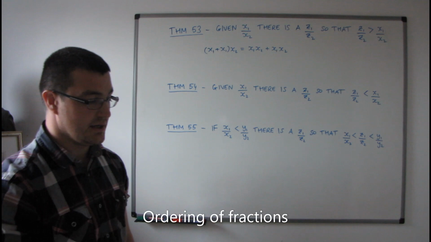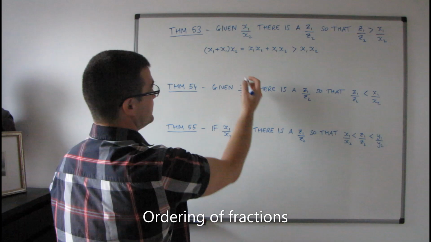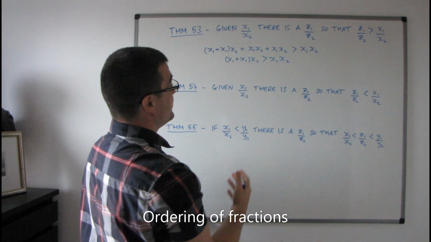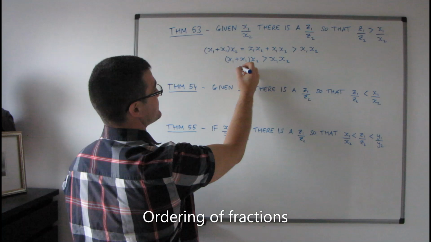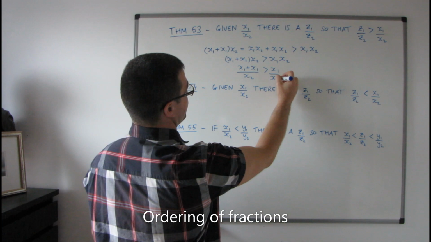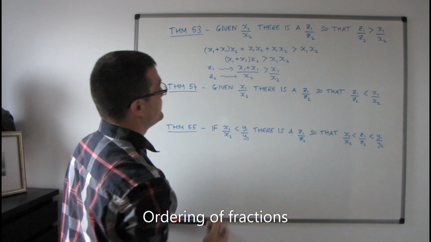Again, everything is reduced to natural number terms, and that is greater than x1 x2. So the conclusion is that x1 plus x1 x2 is greater than x1 x2, but this is by definition 9, I guess. This would say that x1 plus x1 over x2 is greater than x1 over x2. So this would effectively be our z1, and this would effectively be the z2 that has been spoken of up here.